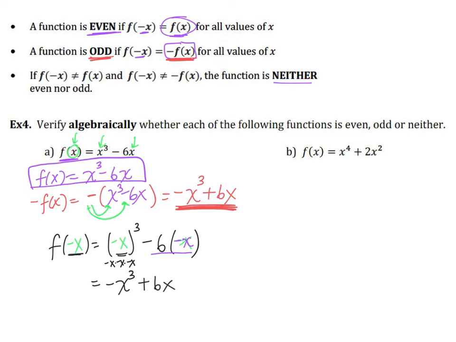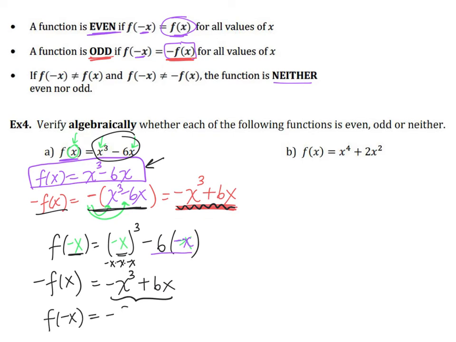So this is what I end up with. When I put in the opposite of x, or negative x, I end up with negative x cubed plus 6x. Is that the original function that I started with? No. Is it the opposite of the original function that I started with? Yes, it is. So that ended up being the opposite of y, or negative f of x. That means when I put in the opposite of x, I got the opposite y value. And what does it mean when I get the opposite y value? That means my original function is odd.